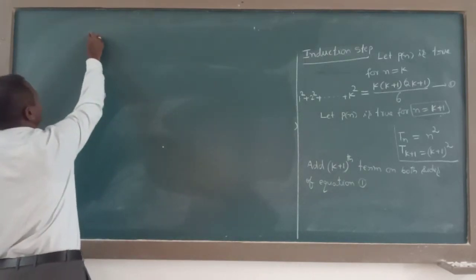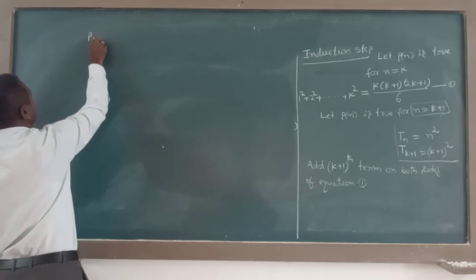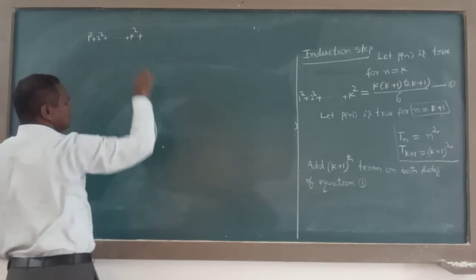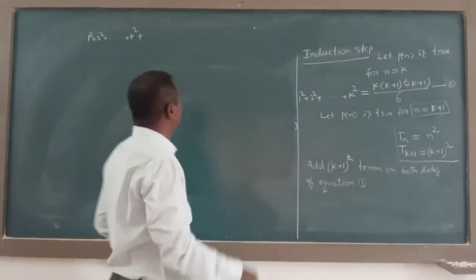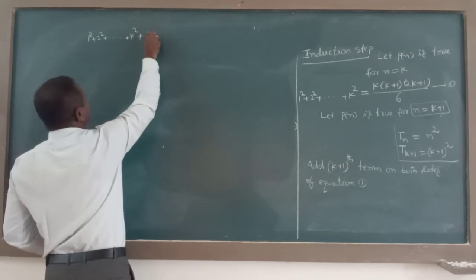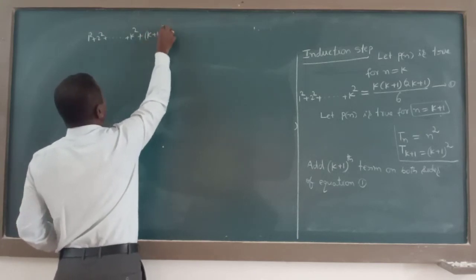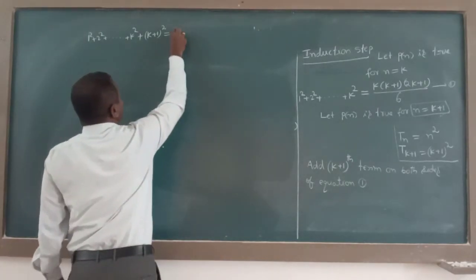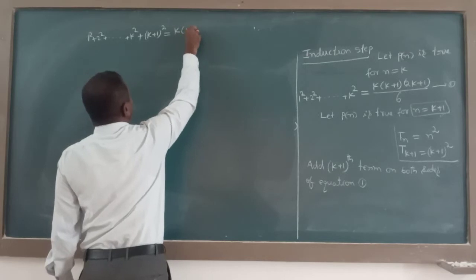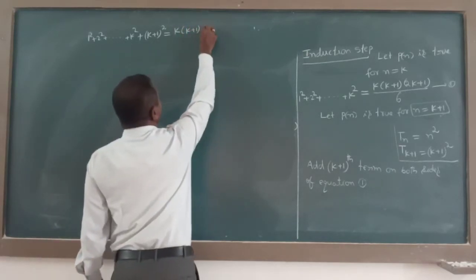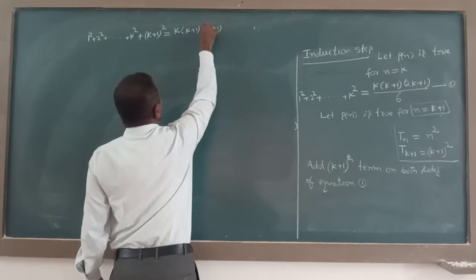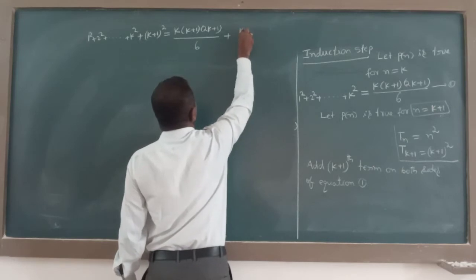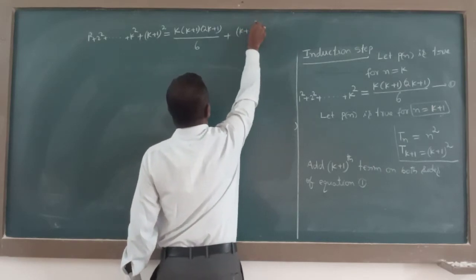Equation 1 is 1 square plus 2 square plus, and so on, plus k square plus, what is the k plus 1 term here? K plus 1 whole square. K plus 1 whole square is equal to, what we have on the right-hand side of equation 1, k into k plus 1 into 2k plus 1, whole divided by 6, plus k plus 1 whole square.